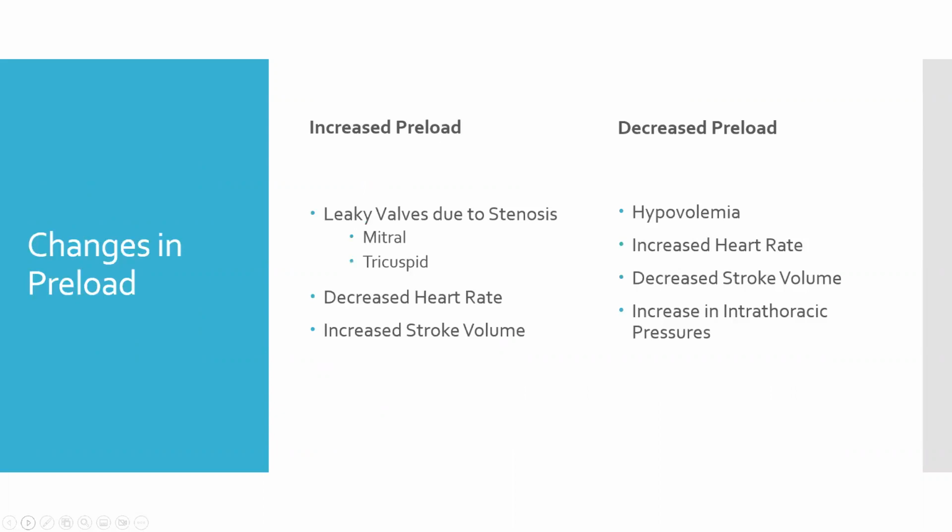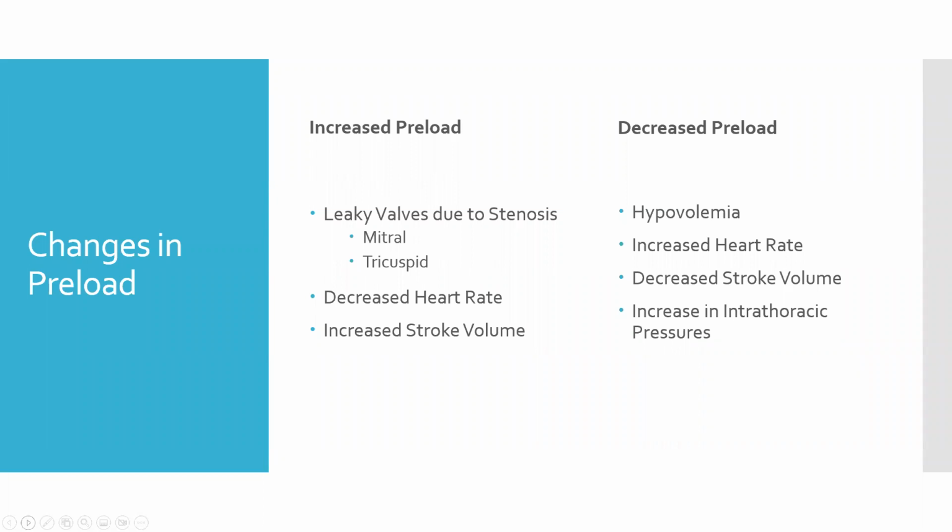Changes in preload. Increases in preload can come from leaky valves or stenosis of your mitral valve or your tricuspid valve. It's ironic a little bit. Your mitral valve is on the left side of the heart, but it only has 2 leaflets normally, while the tricuspid valve is on the other side. I would just intuitively think it would be the opposite, but it's not. So mitral valve stenosis, that's the main pipeline ejecting blood from the left ventricle. When that becomes both stiff and smaller, it can absolutely affect your preload.